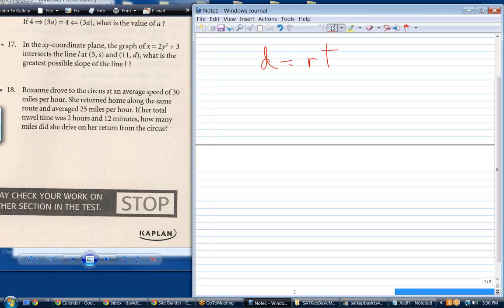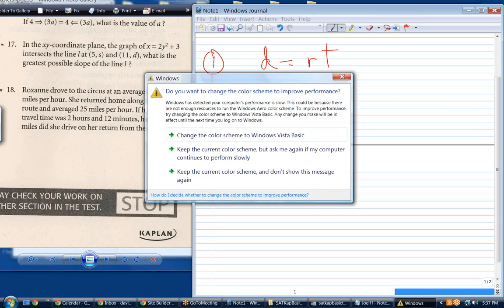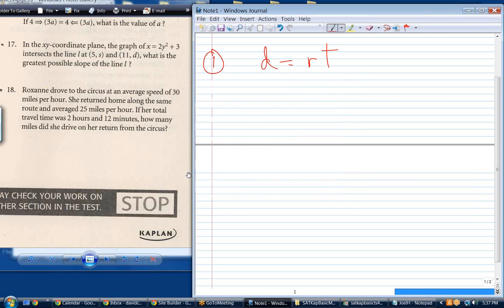So we have the time, which is 2 hours and 12 minutes. But that's the total time, so we've got to break this down. This is the primary formula that controls all distance, rate, time problems. But this is a two-step problem because she goes at one rate and she comes back at another rate. So how many miles did she drive on her return?